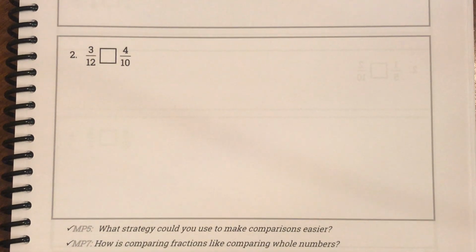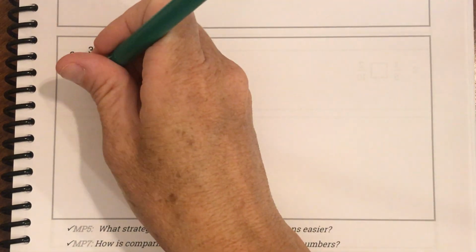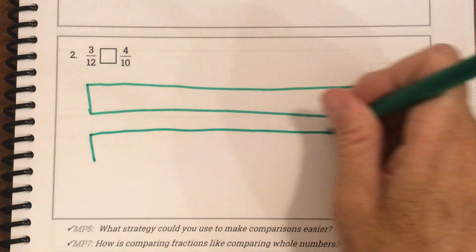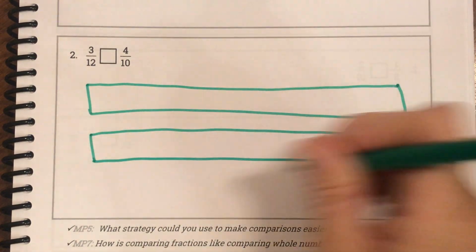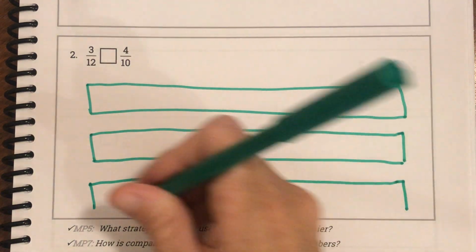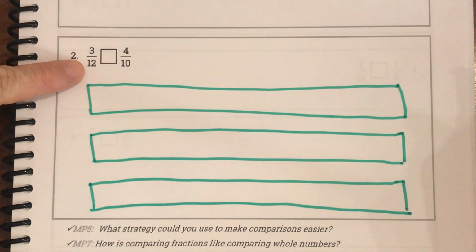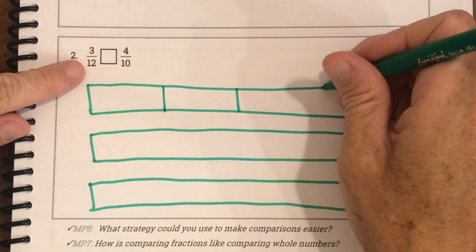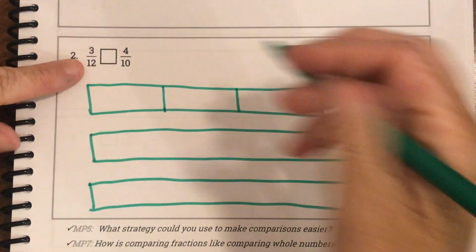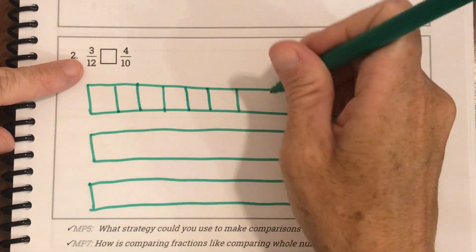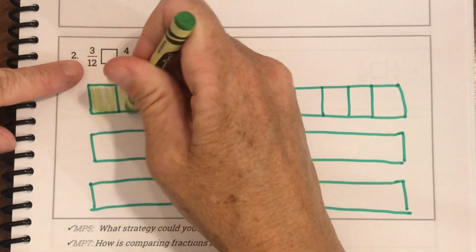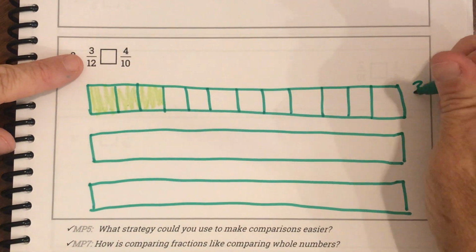We have 3/12 compared to 4/10. So for this one, let's use an area model. So we're going to draw our rectangles, and let's try and draw 3 of them the same length right on top of each other. Okay, in my first one, my denominator is 12, so we need to partition it into 12ths. So I did it into 4ths, and now each one of these needs to be into 1/3. And that would give me 12 pieces. So I have 3 of the 12. That's what 3/12 looks like.